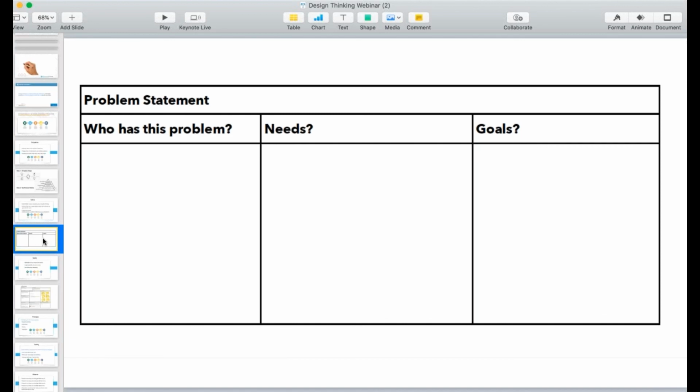And we're trying to say, who has the problem? So we're taking our notes and we're saying, who has this problem? What are their needs? And what are the goals that they are trying to achieve? This is a great way to start building your themes for your product management.